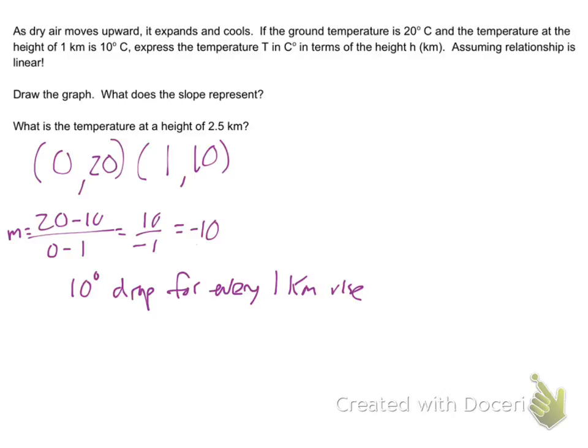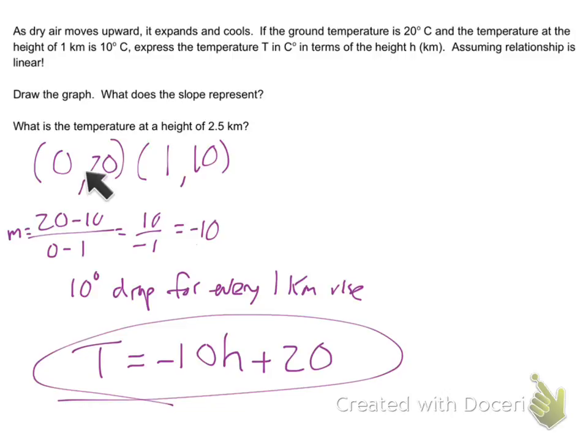How many people recognize that we know the y-intercept? It's what? So T is equal to negative 10 h plus 20. Because 0, 20 is a y-intercept. There it is. Any questions for that, guys? Just to understand what it means when you have a rate of change.